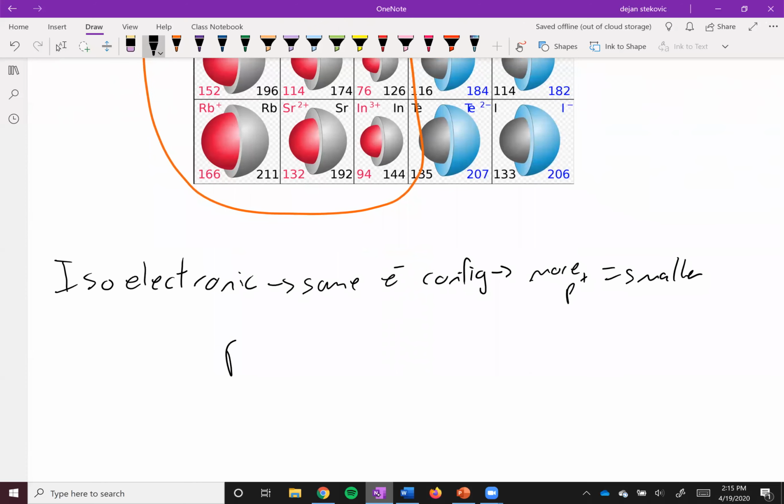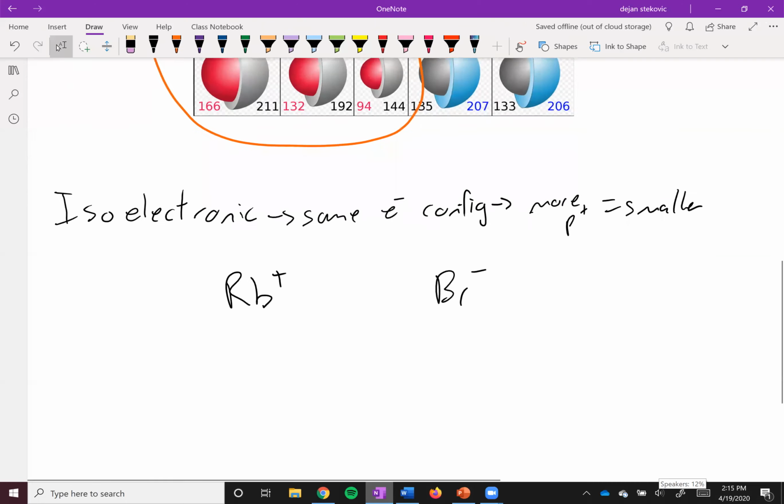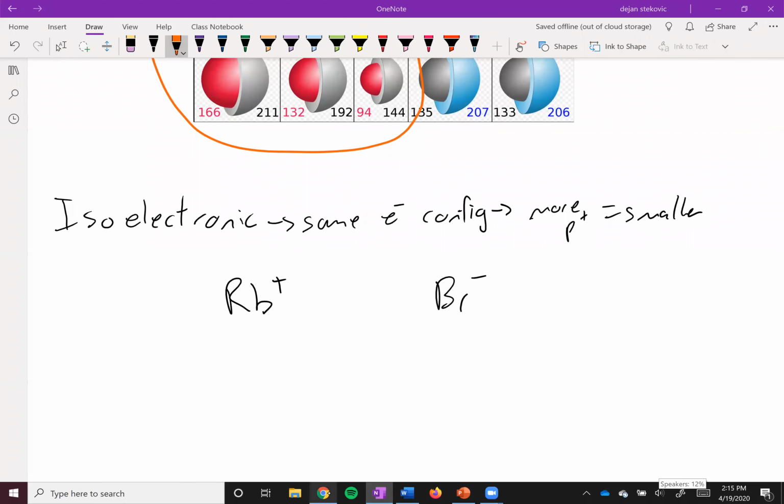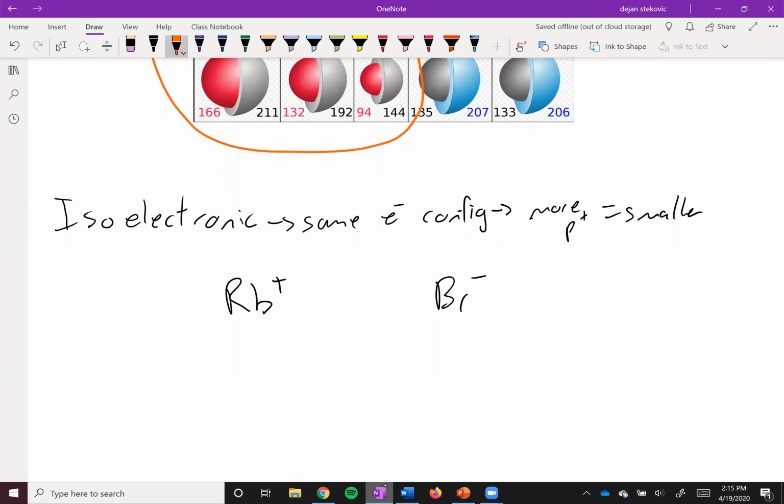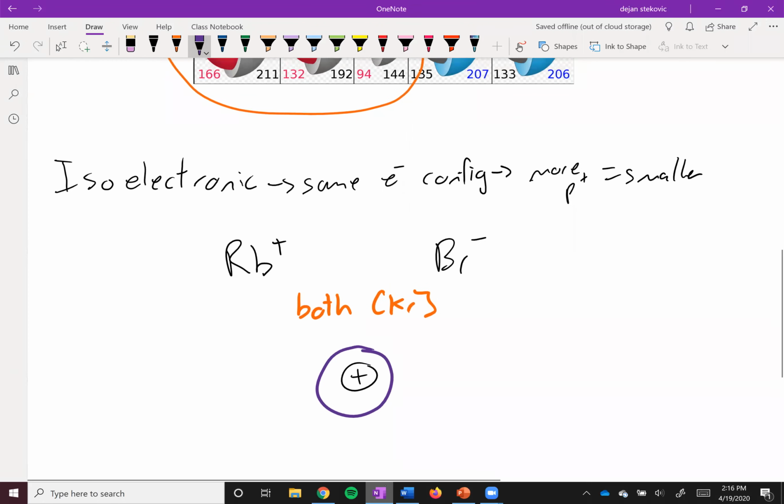So for example, if you look at rubidium plus versus bromide, we take a look at our periodic table. Rubidium's over here, bromine is here. One of them is going to gain electrons, one's going to lose. They're both going to have the same electron configuration as krypton. So they're kind of both looking like krypton. And so if we draw our kind of picture of the atom, this whole electron configuration is going to be the same.